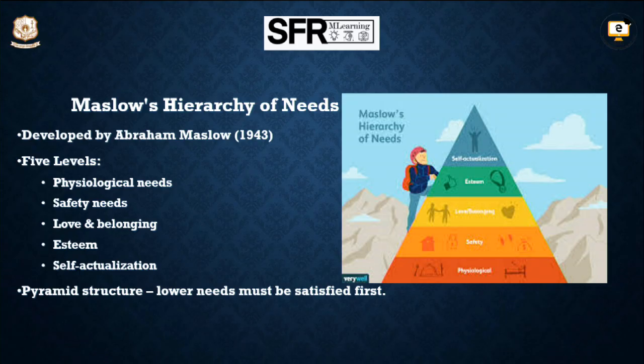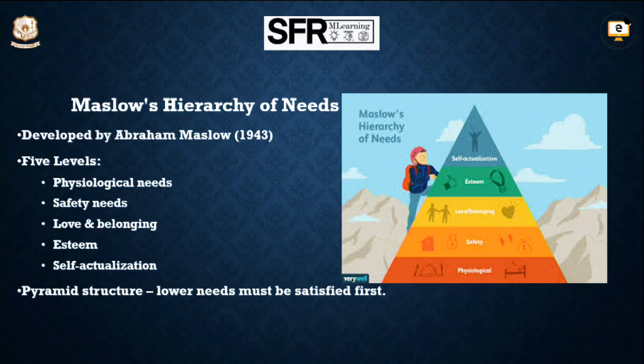What does physiological need mean? The basic needs like air, water and food are all called basic needs. Each and every person wants to achieve these needs. We can't say that I don't want this. Everyone in the world wants to achieve these basic physiological needs: food, water, sex, whatever it may be.